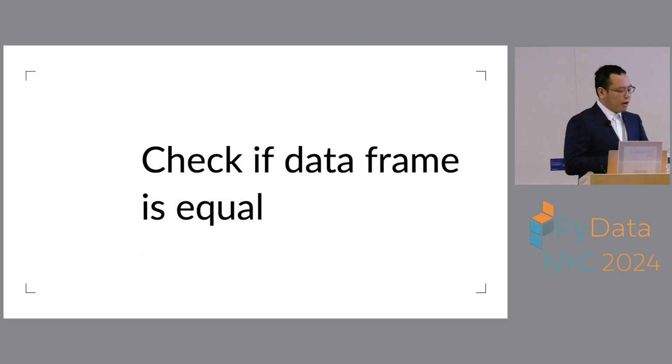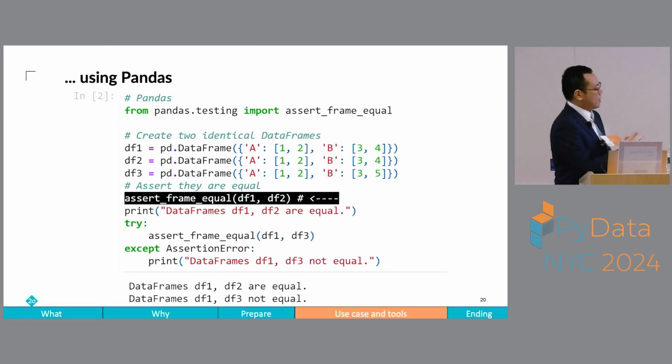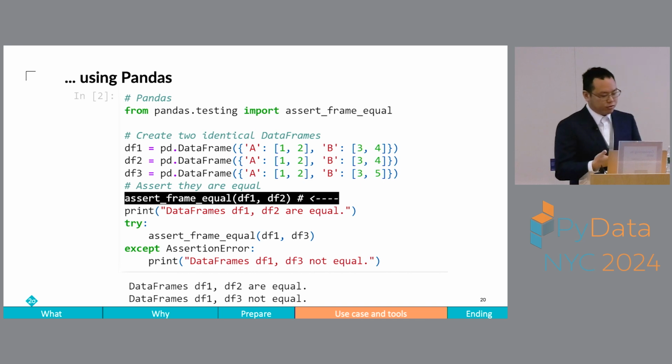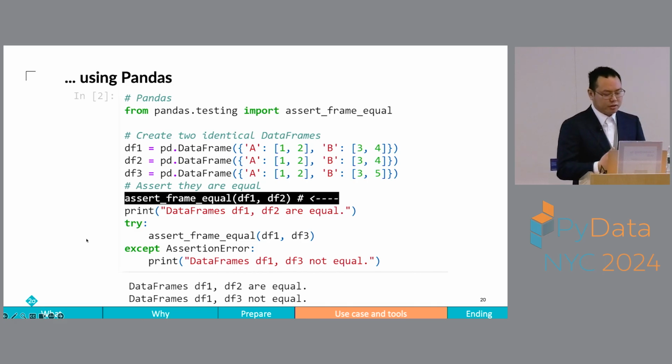So the first use case is let's just check if 2 data frames are equal, right? I already showed you that if you're using pandas, you can use the pandas testing style assert equal. This works pretty well when the data size is not that big. Here is a very simple comparison. The black highlighted part is the code that runs it. Here we have 2 data frames. You can see df1 and df2 are equal, and the other one is not equal because df1 and df2 have 3 and 4, and df3 has 3 and 5.